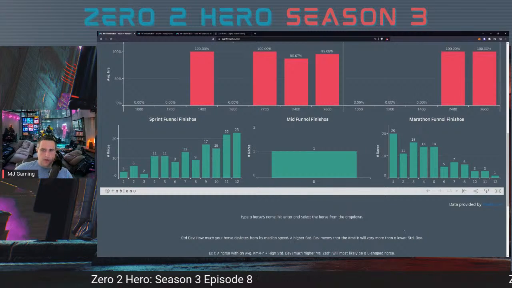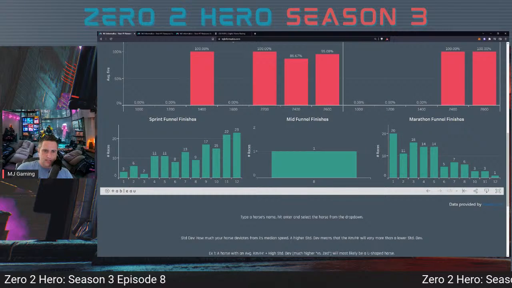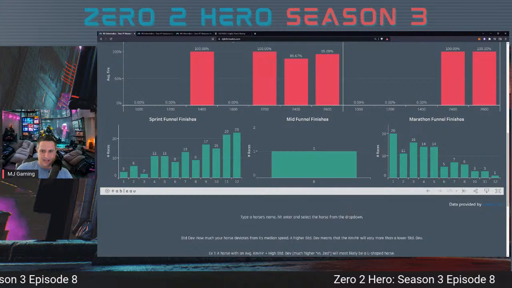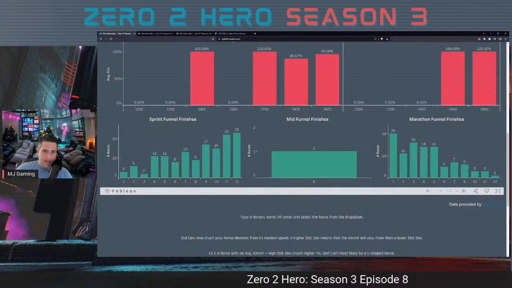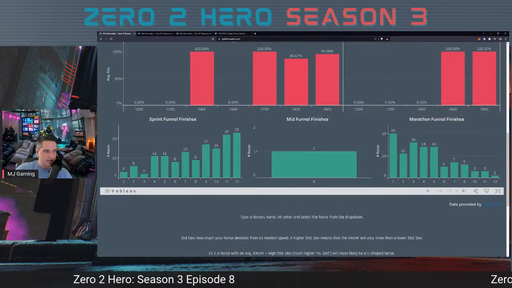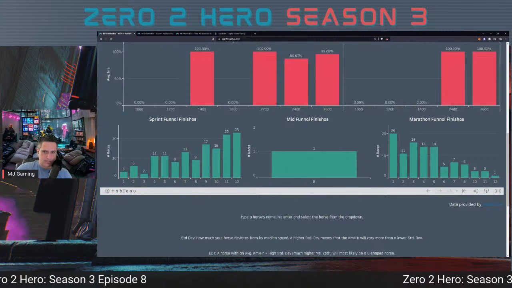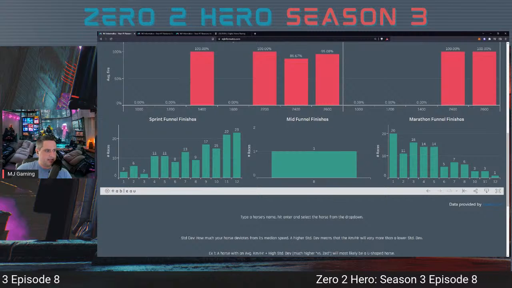So again, helping from a breeding standpoint of understanding distance funnel preferences and aligning those, but also looking at tournaments: how is my horse going to run in certain tournaments, different types of funnels, etc.